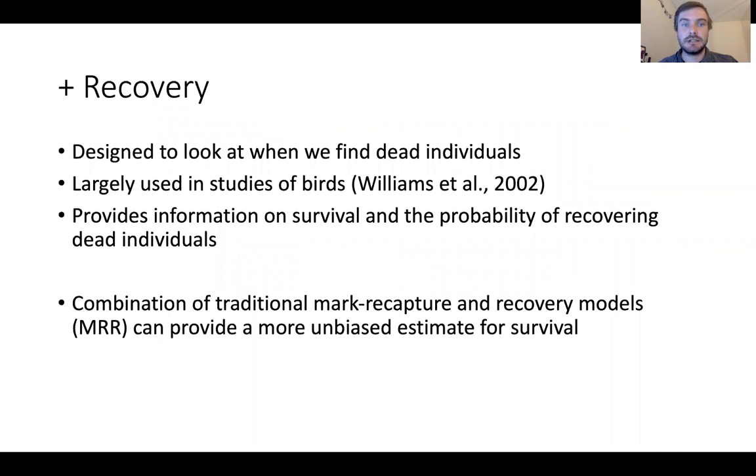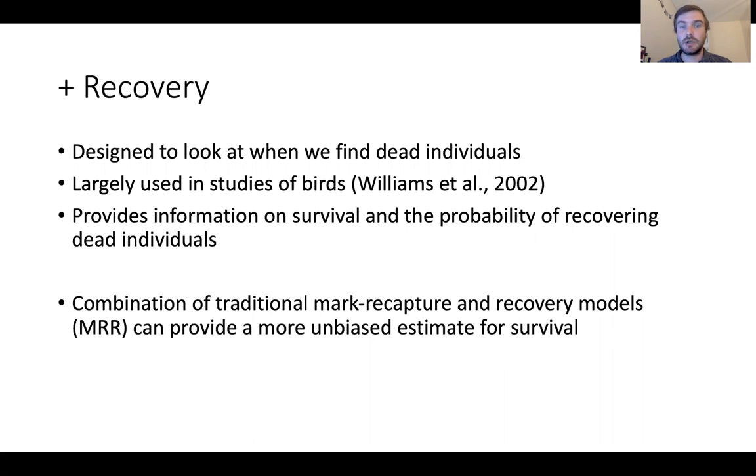So recovery is useful when we find dead individuals. It's used largely in studies of birds, so it's often referred to as band recovery. As individuals can be located dead outside of the study area, it gives more information to the model rather than keeping it solely to one geographic location. And it helps provide information on survival, and it can also inform us on the recovery probability, so how likely we are to find dead individuals from the population.